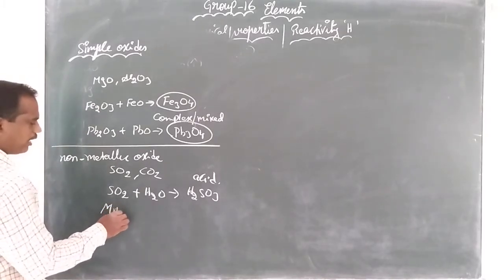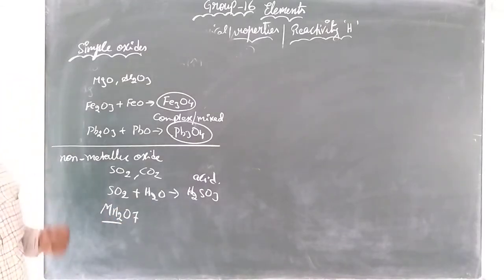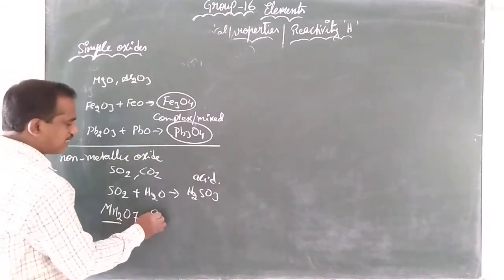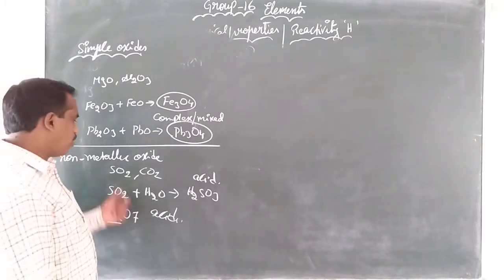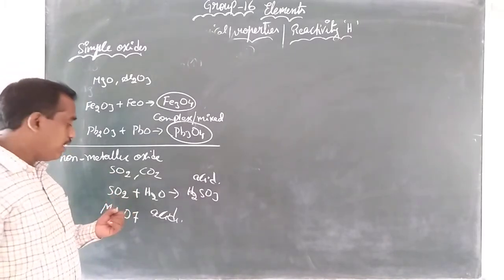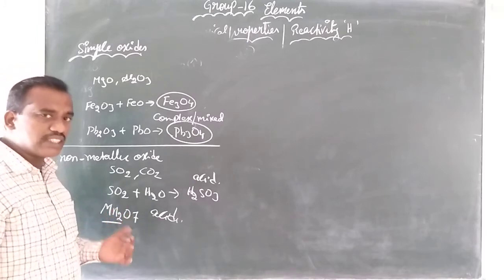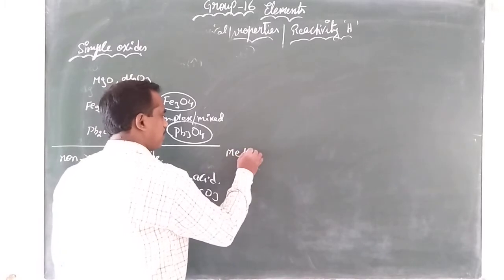In the case of some oxides like Mn2O7 or K2Cr2O7, in which the metal is in a higher oxidation state, even those act as acids. It's not only non-metals that act as acids. Some metal oxides in which the metal occurs in the higher oxidation state will also act as acids. Coming to the metallic oxides.